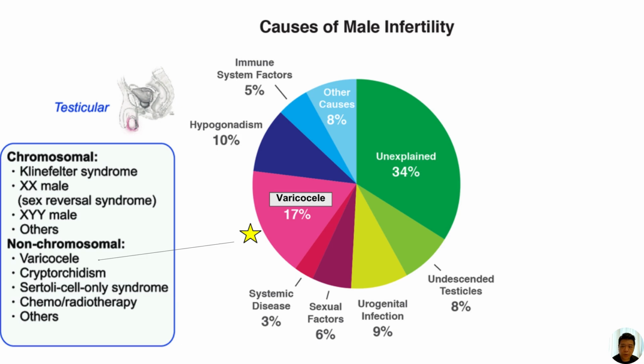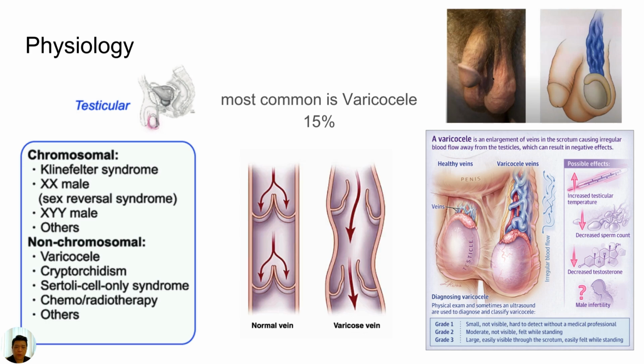The testicular cause of male infertility can be either chromosomal or non-chromosomal, while varicocele is the most common cause in this category. It can be up to 17% of male infertility. Varicocele is due to incompetent vein valves in the scrotum, so blood can reflux into the scrotum and cause an increase in temperature in the scrotum, which will result in decreased sperm count.